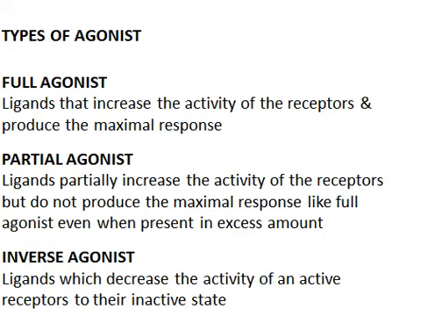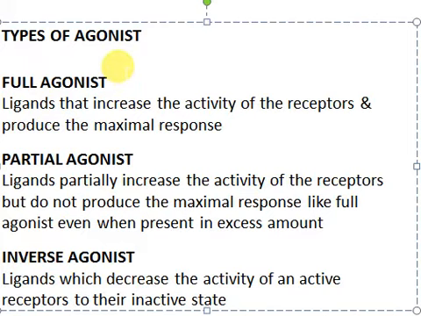Now we have types of agonist. We have three types: full agonist, partial agonist, and inverse agonist. So what is a full agonist? If a ligand binds with a receptor and produces maximum effect, so the receptor gives you maximum response, then such a ligand is called a full agonist because it is producing a full response from the receptor. Such ligands increase the activity of the receptor to the maximum extent, and as a result the receptor gives its maximum response.